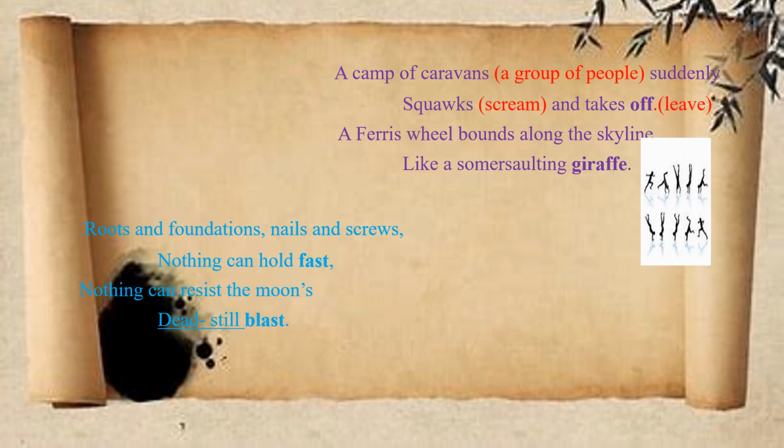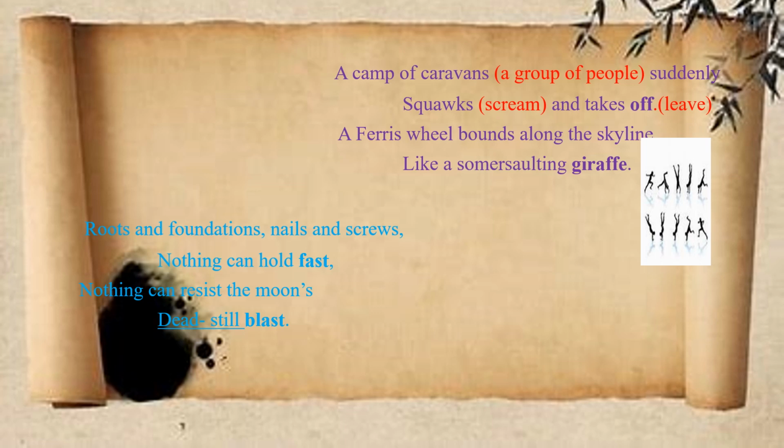Next, he imagines that roots and foundations, nails and screws, nothing can hold fast, nothing can resist the moon's dead still blast. So he says that the moon wind is so strong that it could rip apart anything that comes its way. Whether it is held by roots, nails or screws, it doesn't matter. It is so strong that it can rip everything apart.